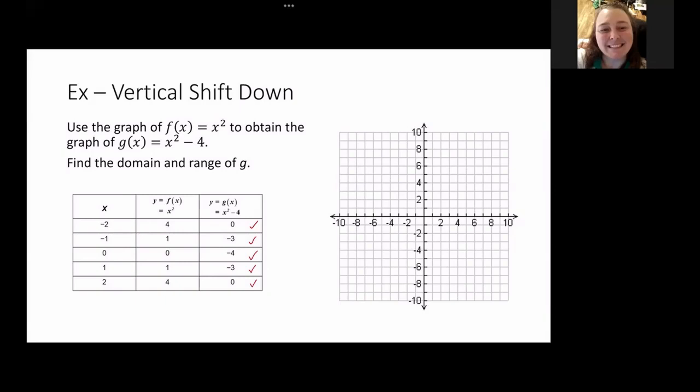Okay, you can see here what we've done is we have subtracted 4 from every single one. So we're actually going to move down 4. Remember, we added 3, so we went up 3. This time we're going to subtract 4, so we're going to go down 4. Let's go ahead and do our f of x.